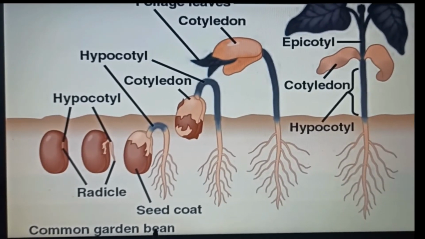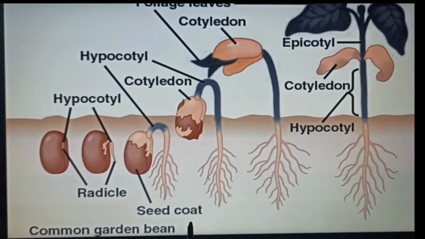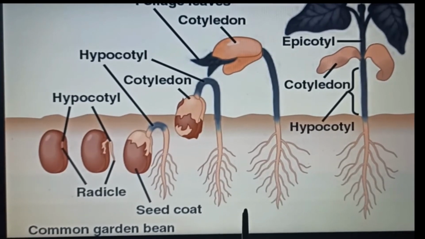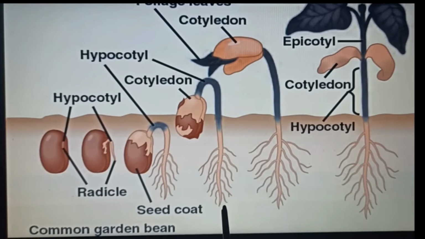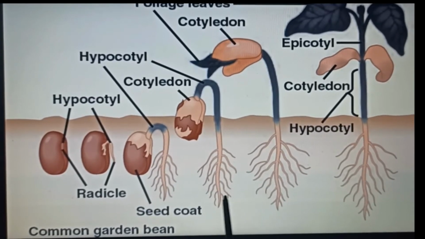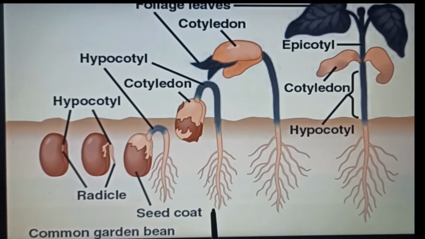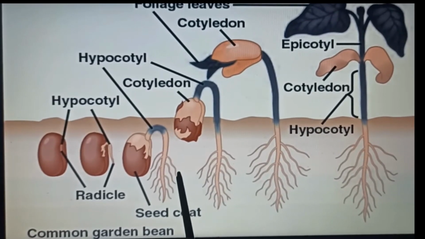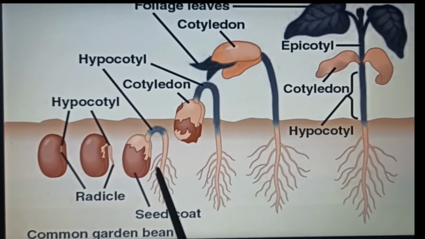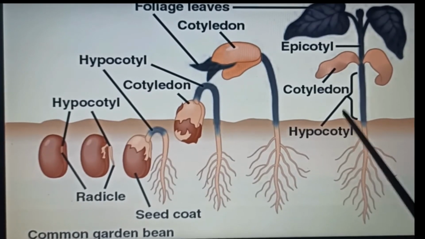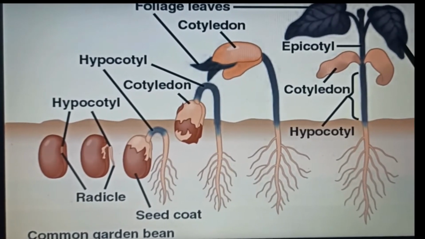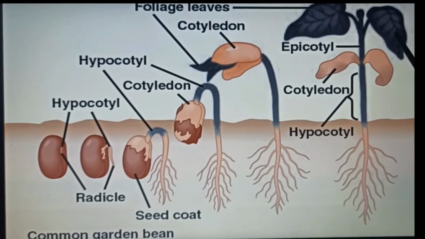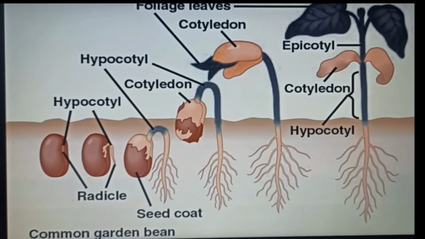This type of germination you will find in bean, tamarind, papaya and cucumber. It is called epigeal because epi means above and geal means soil, above the soil. The cotyledons are pushed above the soil, and then the foliage leaves form, unfold and start preparing food after growing up.